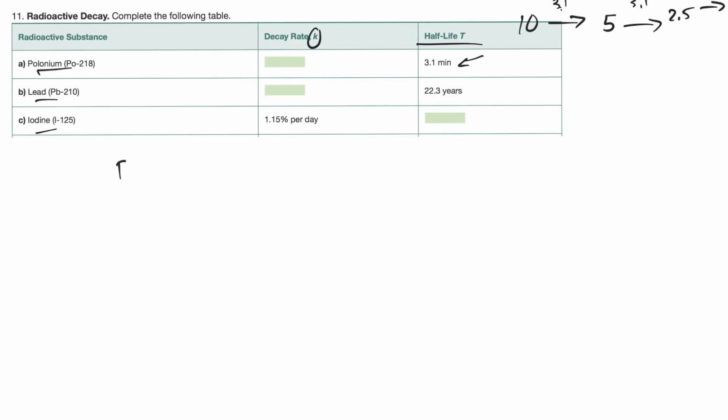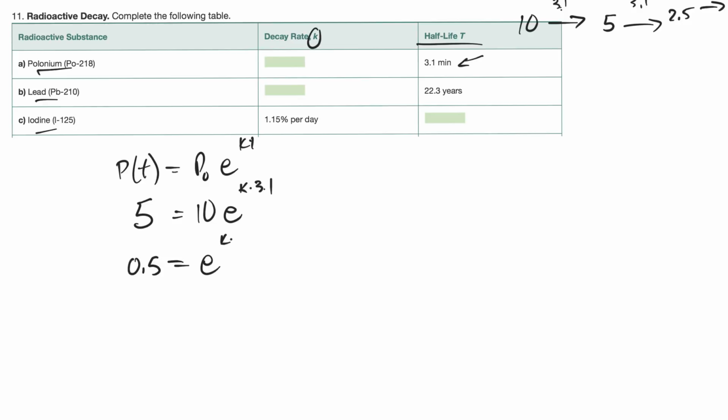Okay, so I can use my same formula. P of t equals P0 e to the kt. So for half-life, let's say I start with, I don't know, 10. So e to the k, I don't know, I'm solving for that. But it takes 3.1 minutes. Okay? And so it goes from 10 to half of that, which is 5, in 3.1 minutes. Okay, divide, so 5 over 10, that'll be 1 half, or 0.5, is equal to e to the k times 3.1.